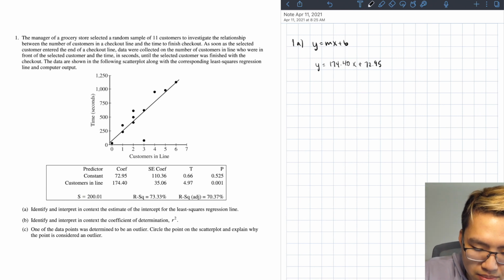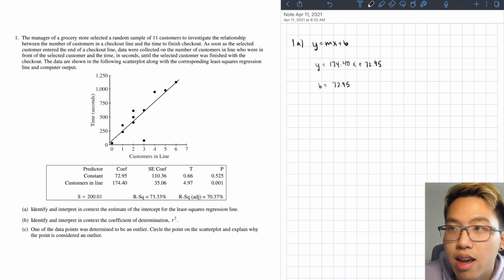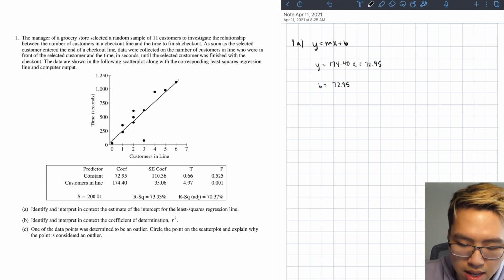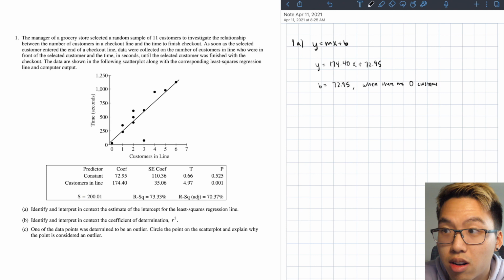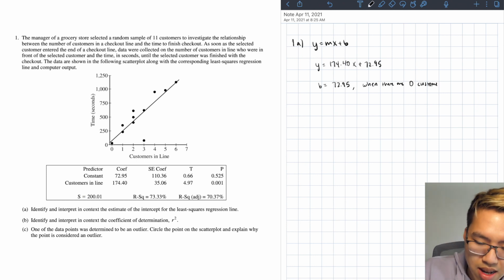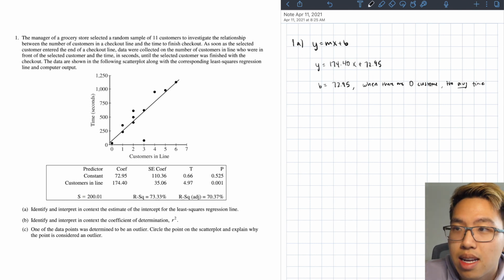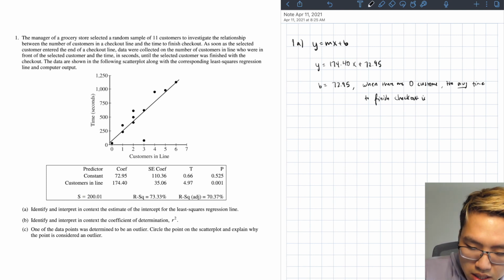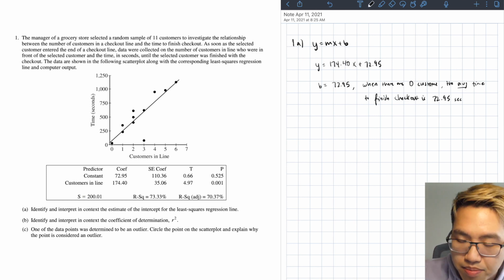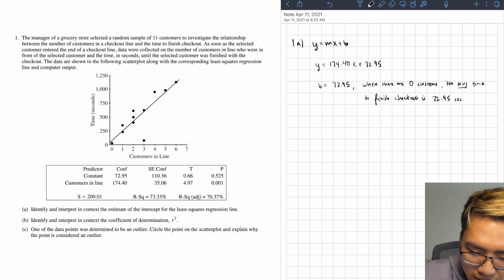So the intercept is 72.95, and what that represents is, when there are 0 customers in line, and I'm just going to write in shorthand because I don't want to write it all out, when there are 0 customers in line, the average time, average is the key word here, the average time to finish checkout is 72.95 seconds. Okay, and I think that's it for part A.